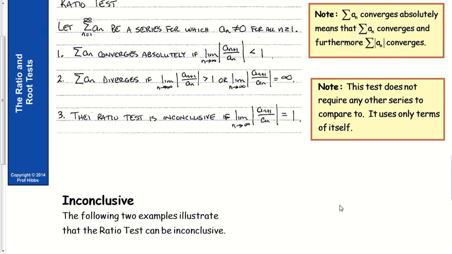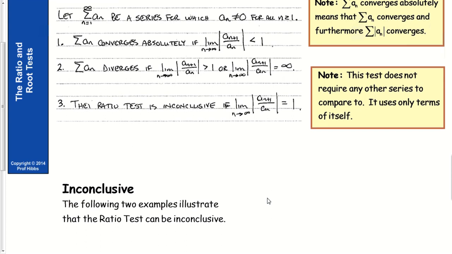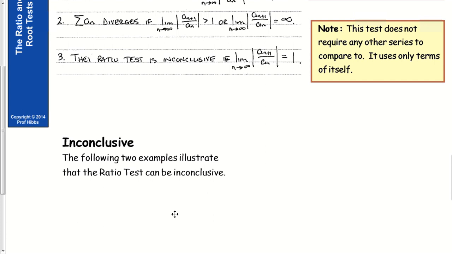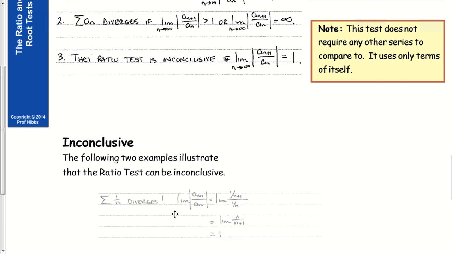And I do want to talk about this inconclusive situation here, and the following two examples really illustrate the idea of inconclusive. Inconclusive means that we really don't know. It doesn't mean it converges. It doesn't mean it diverges. It just means we don't know. So for instance, we know that the harmonic series, the series of 1 over n values, is a p series where p is equal to 1. We know that diverges.